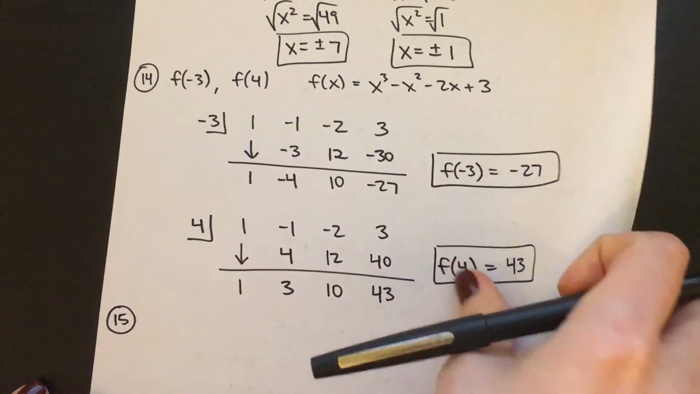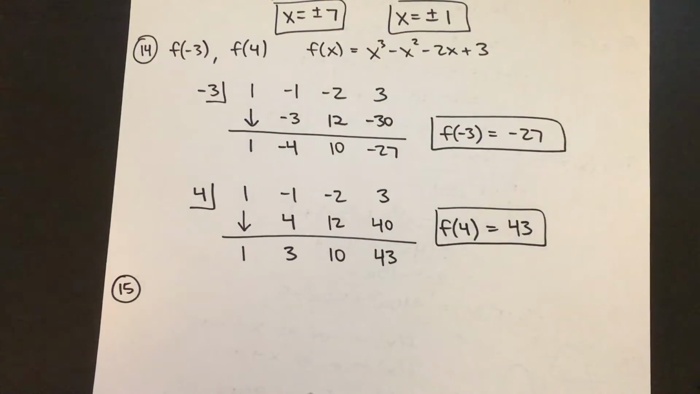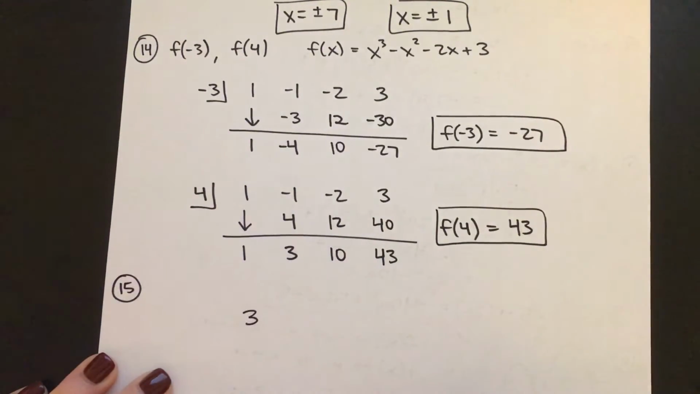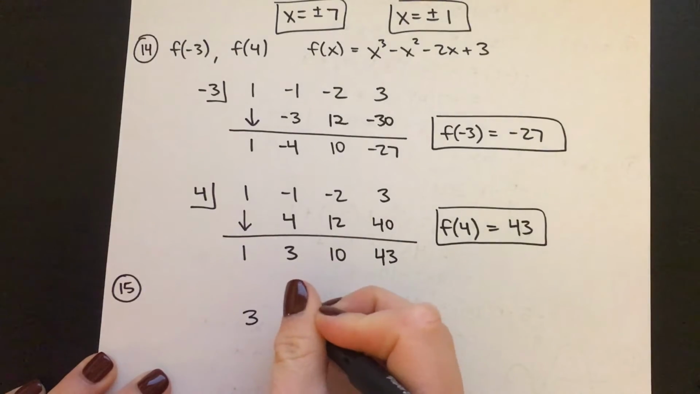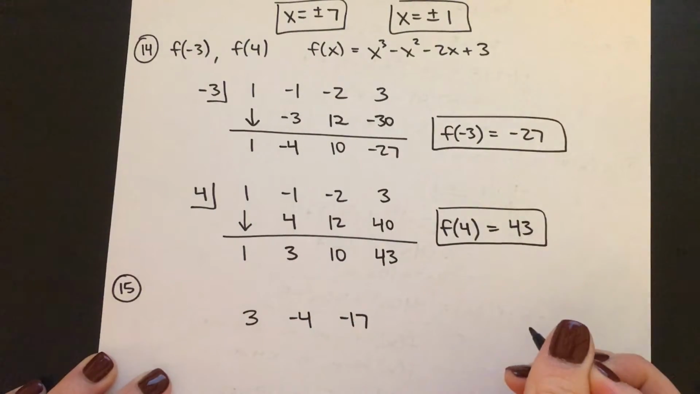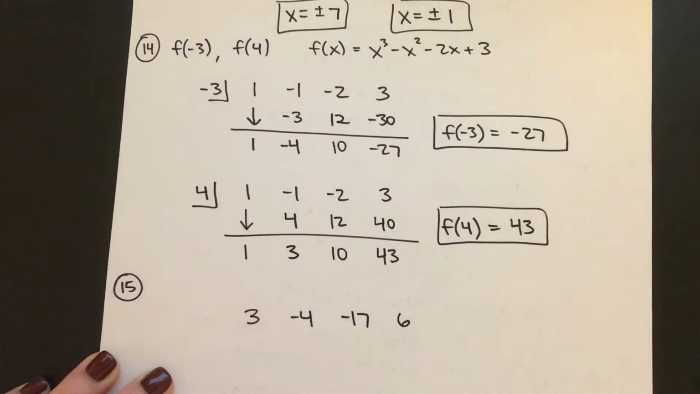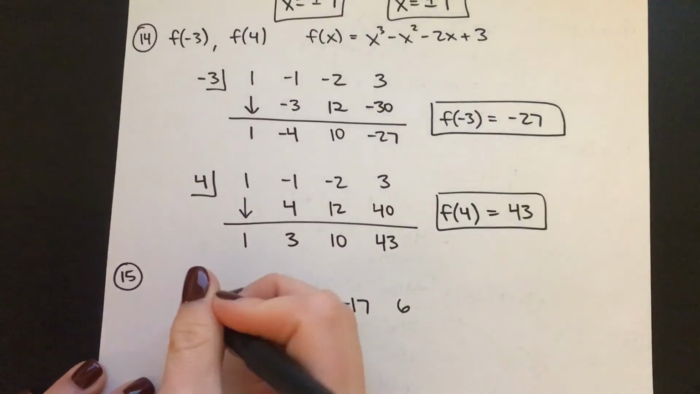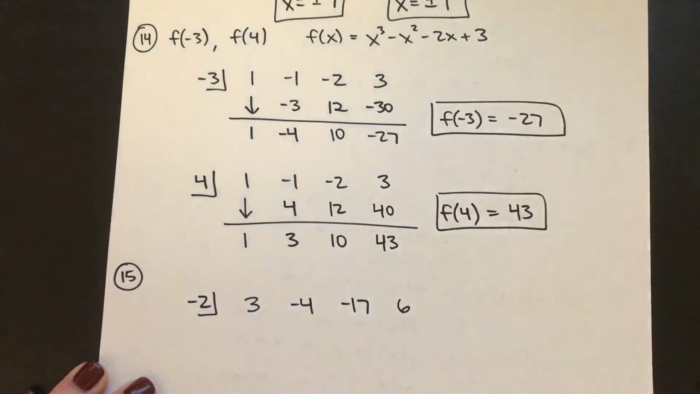15, we have one of our factors, and then we want to divide it out to see what's left. So given a polynomial is 3x to the third, minus 4x squared, minus 17x, and then plus 6. And we know that x plus 2 is one of the factors. So if x plus 2 is one of the factors, we put a little negative 2 in the box.